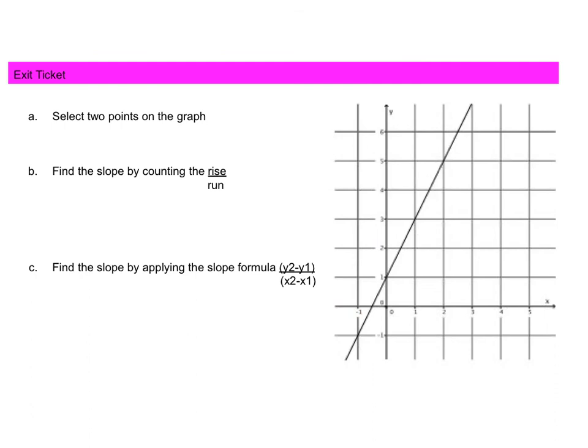All right, your exit ticket is pretty much the exact same thing that we've been doing all day today. You're going to select 2 points on this graph, find the slope by counting the rise over the run, and then I want you to find the slope by applying the slope formula, y2 minus y1 over x2 minus x1. Take your time, show all of your work and all of your thinking so that I can give you credit for that. And when you are done, please move on to your lesson reflection. It's posted in Google Classroom.